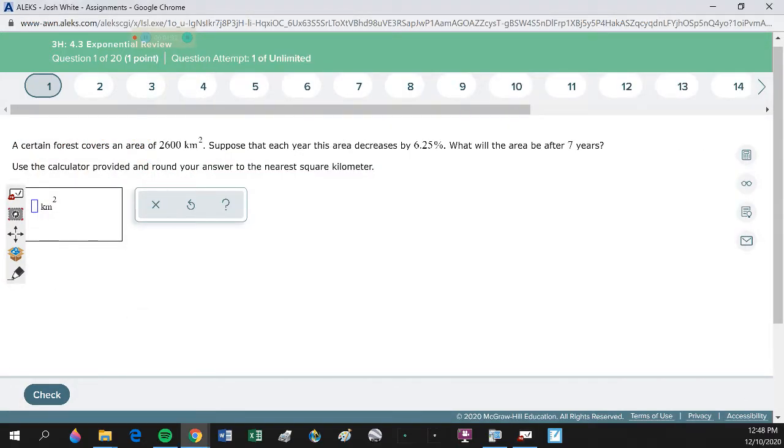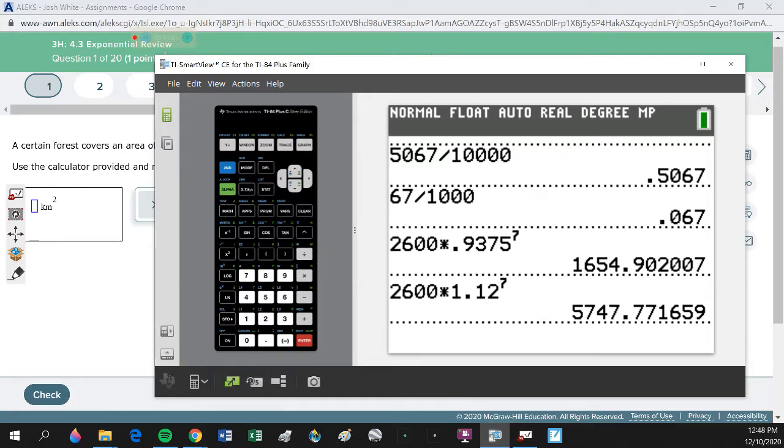Okay. Oh, I know what's going on. I need to push this button. There. That will work.